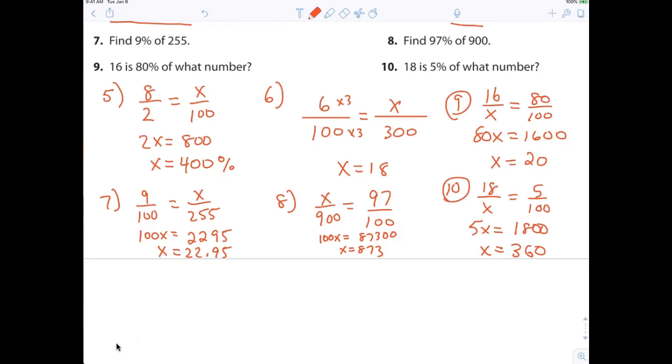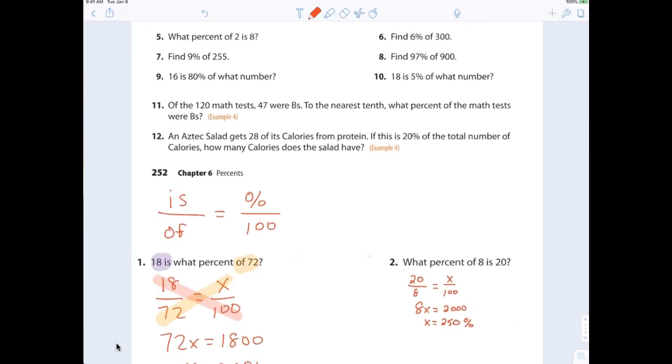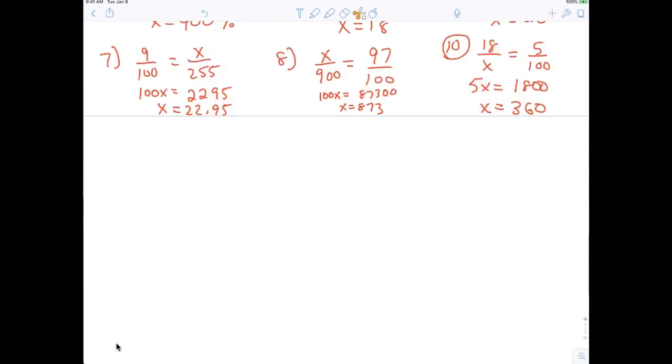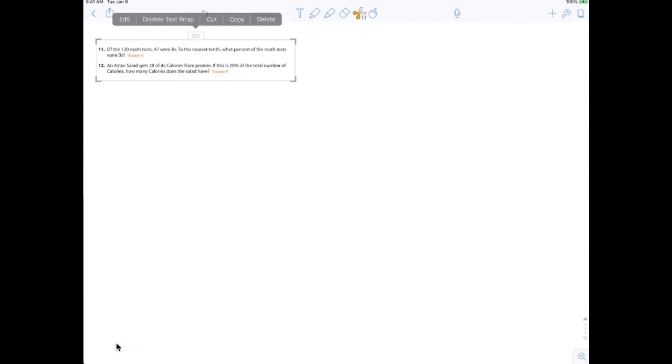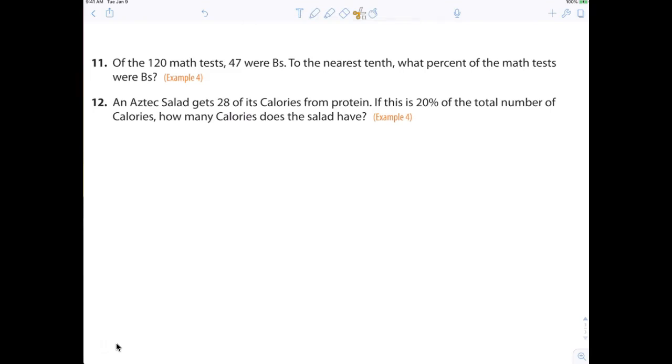All right. Now let's check out the word problems for a second. All right. Let's go back up here. Now I'm going to go ahead and pull this down. All right, here we go. Of the 120 math tests, 47 were B's. What percent? Ian, what do we got? How do I do this one?